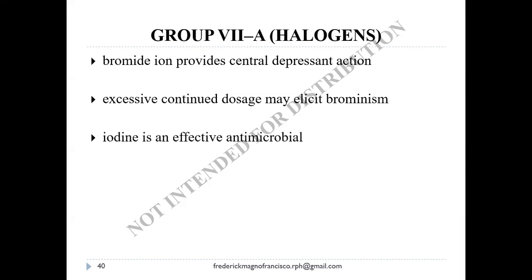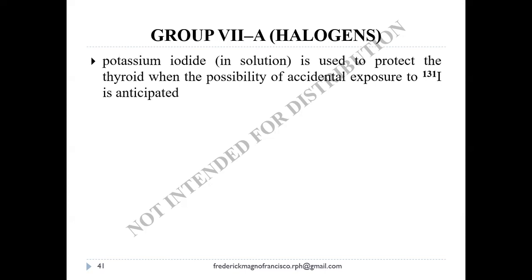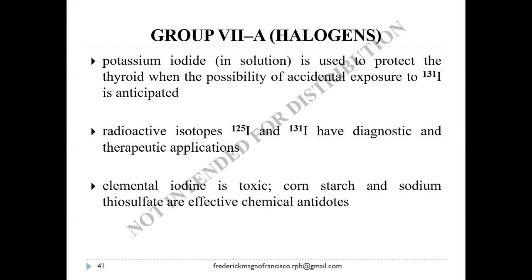Iodine is an effective antimicrobial. Iodine is essential for proper thyroid functioning. Potassium iodide in solution is used to protect the thyroid when the possibility of accidental exposure to iodine-131 is anticipated, as, for example, in a nuclear power plant failure. The radioactive isotopes iodine-125 and iodine-131 have diagnostic and therapeutic applications. Elemental iodine is toxic. Cornstarch and sodium thiosulfate are effective chemical antidotes.